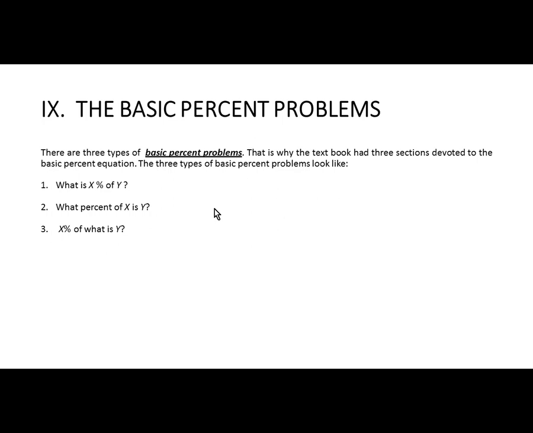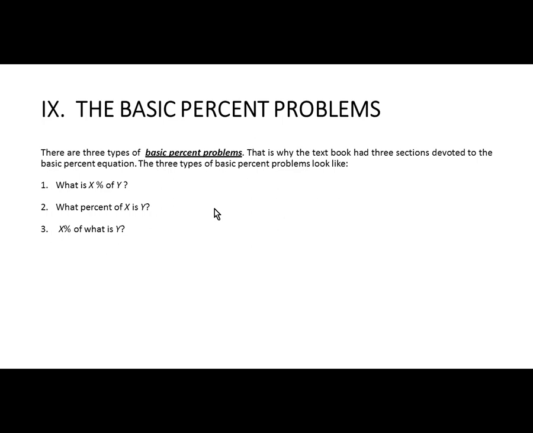Notice in 2 of them, the percent symbol is there. So in 2 of them, you're not looking for R. You'll be given it. It's the what percent of X is Y. There's no percent symbol, so you're looking for R. So whenever there's a percent symbol, you're not looking for it. If there is no percent symbol, then that means you're looking for R.